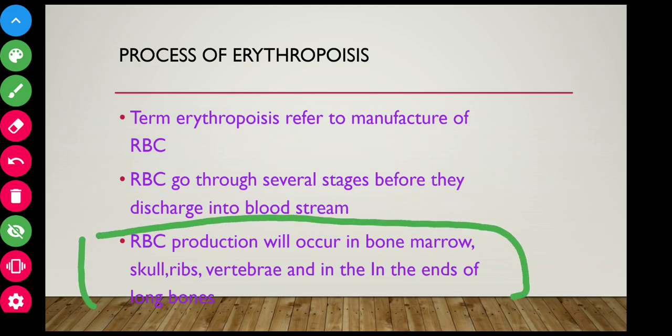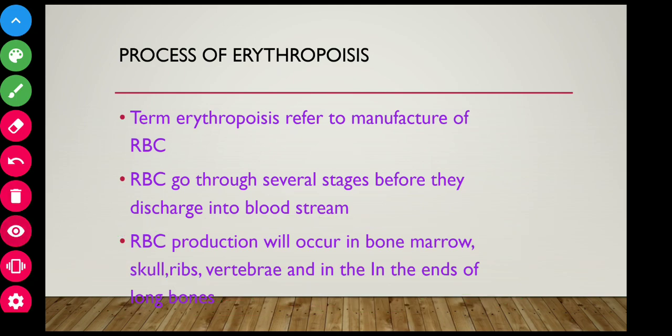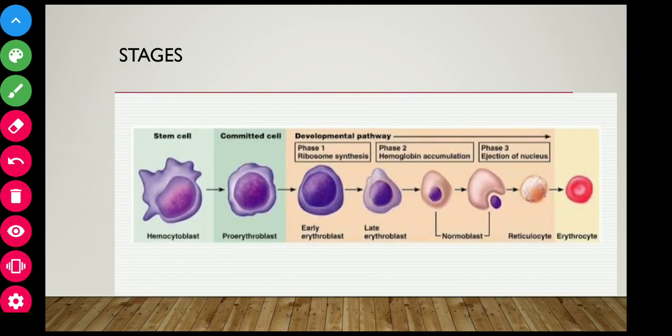Where do these red blood cells take birth? Mainly in the bone marrow, skull, ribs, vertebrae and in the ends of long bones. So RBC production takes place in the bone marrow, skull, ribs, vertebrae and in the ends of the long bones. There are certain stages.